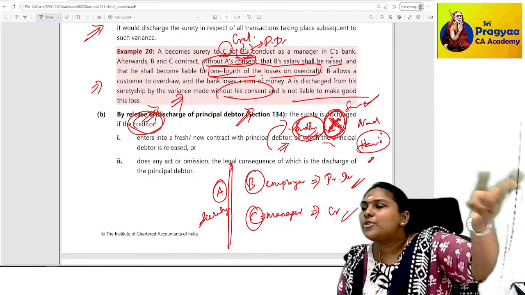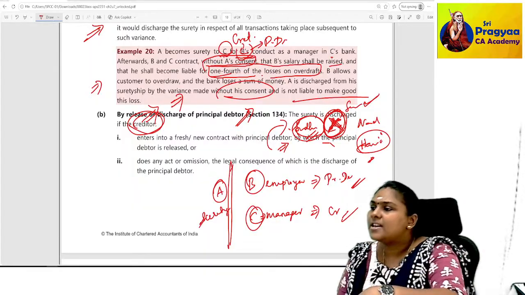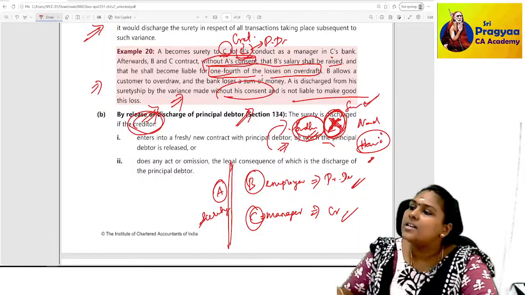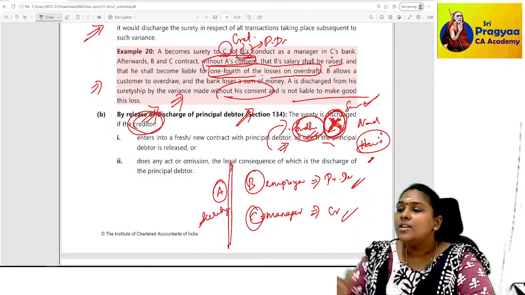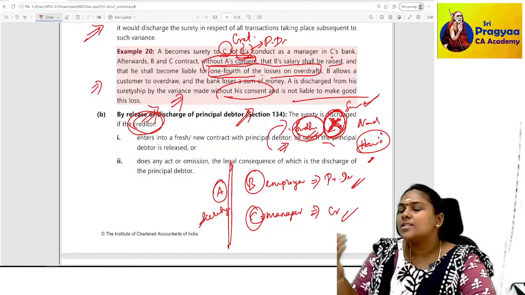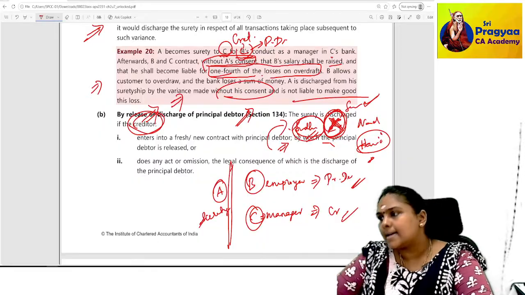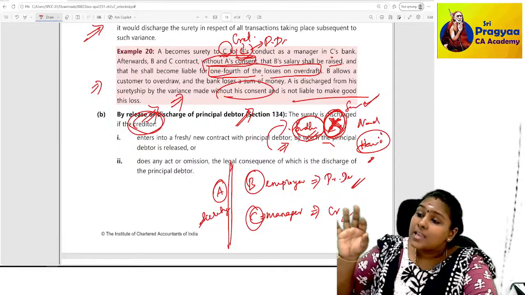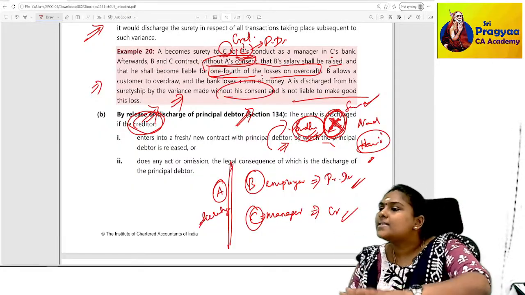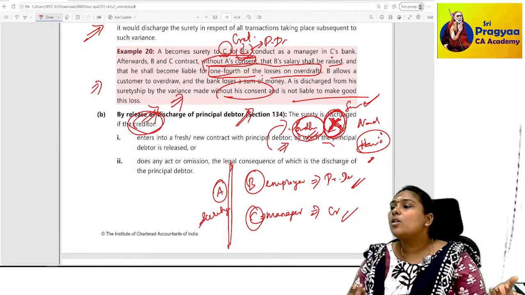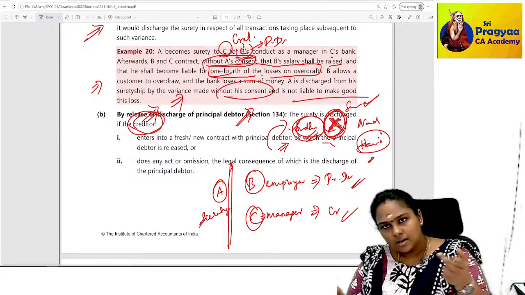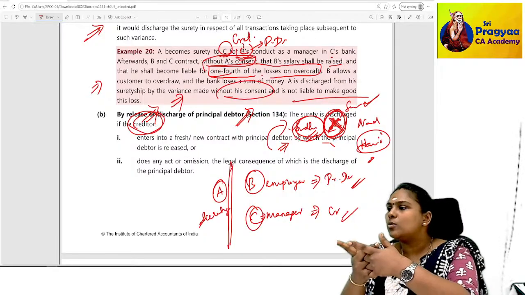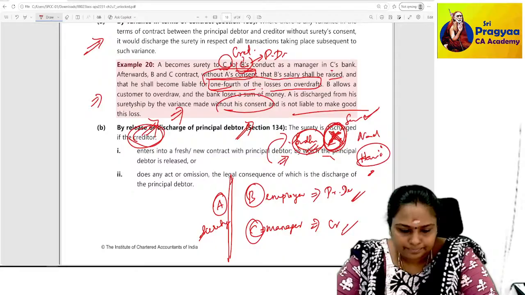Just because the principal debtor is gone and the legal representative comes, there is no necessity for the surety to continue. They can agree not to continue also. Okay, so it goes between the discussion that happens between the principal debtor, creditor and surety. So whatever be the situation, if the principal debtor is replaced, whose obligation comes to an end? Surety's obligation comes to an end. Understood? Clear? Any doubts? Okay.